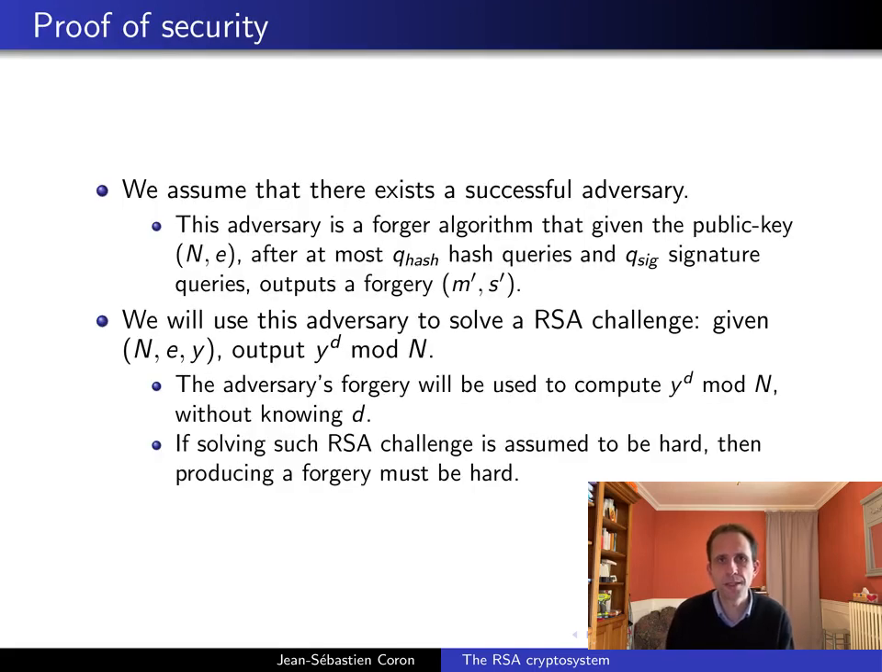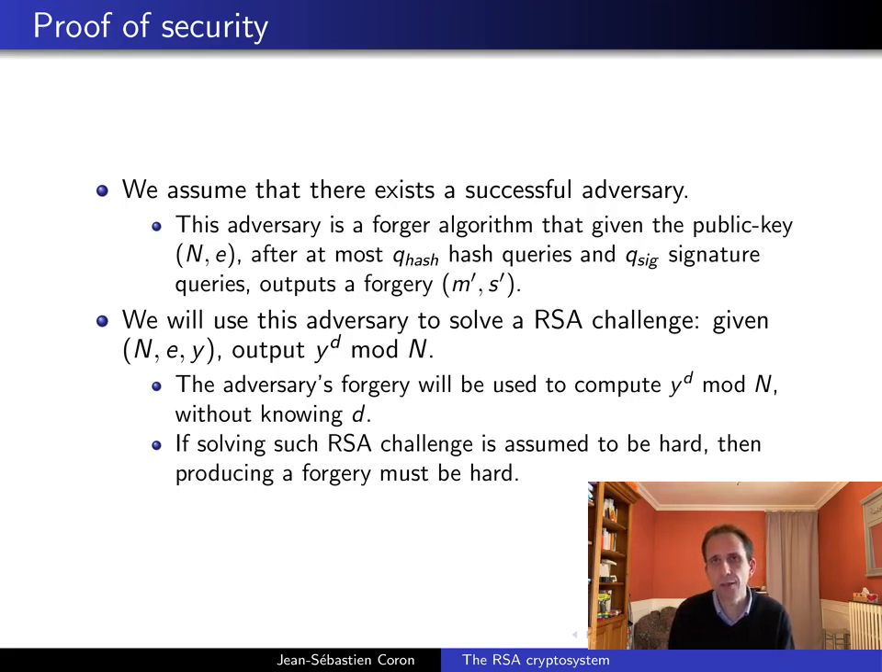So the proof of security is going to work as follows. We assume that we have a forger on the left, and what is this forger? The forger is an algorithm that receives as input the public key for the signature scheme, so the modulus n and the public exponent e, and the forger is going to make at most QH hash queries, so QH is a parameter, and at most QSIG signature queries, where QSIG is also a parameter. And so eventually it is going to output a forgery, m prime and sigma prime, where sigma prime is a new signature.